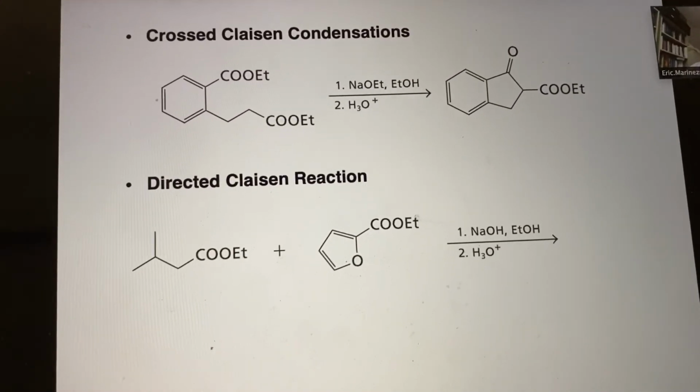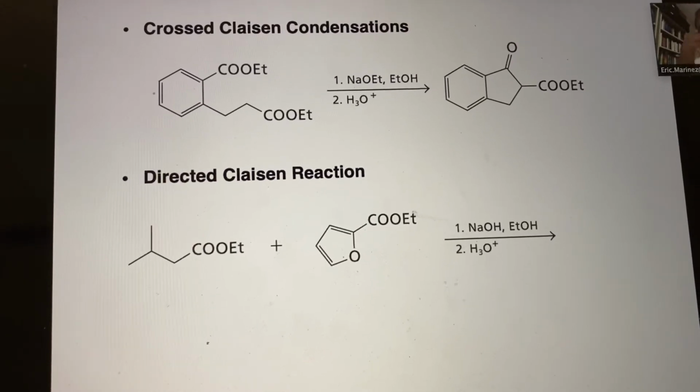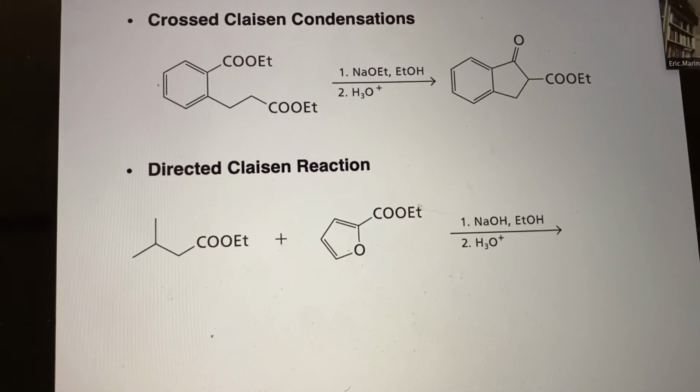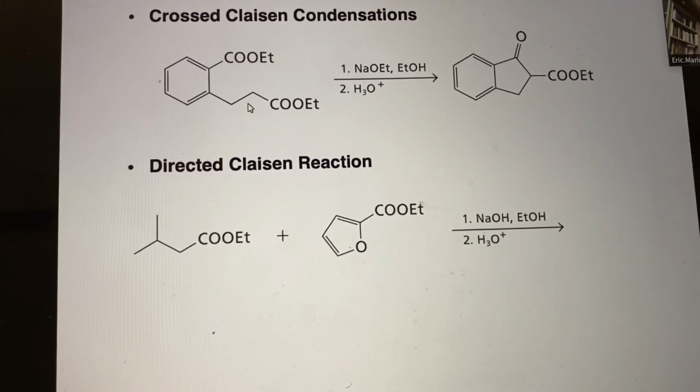So these are a couple of examples from your textbook. Yes, I believe they're from your textbook. Your textbook shows these 2 examples.